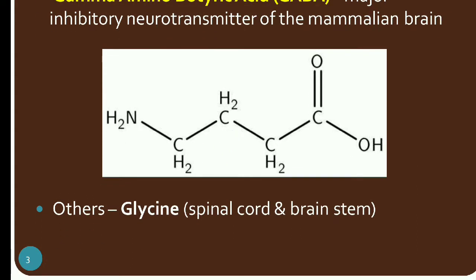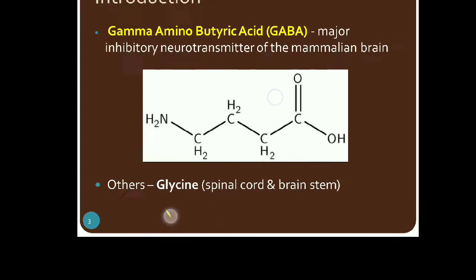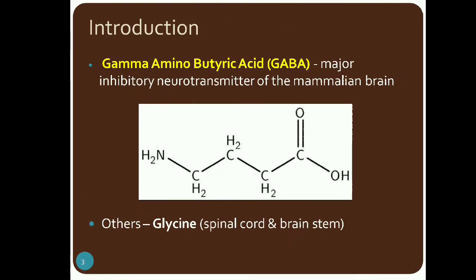inhibitory neurotransmitter is glycine. Glycine is also an inhibitory neurotransmitter. It's found in the spinal cord and brain stem. You should keep in mind that glycine is found in the spinal cord and brain stem.